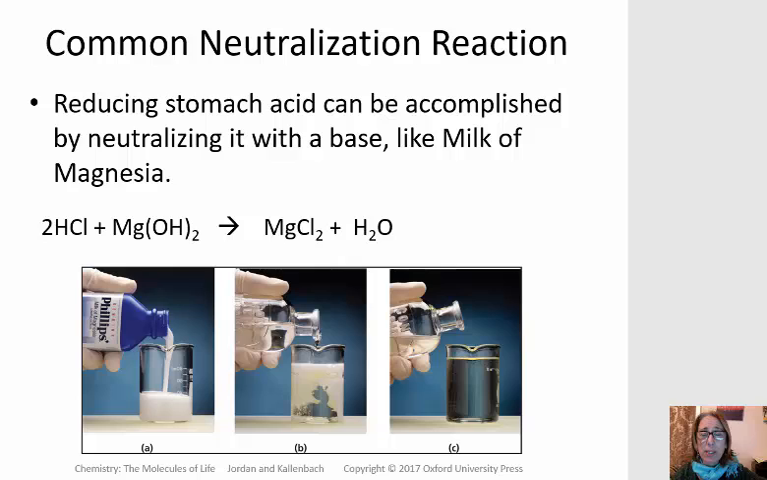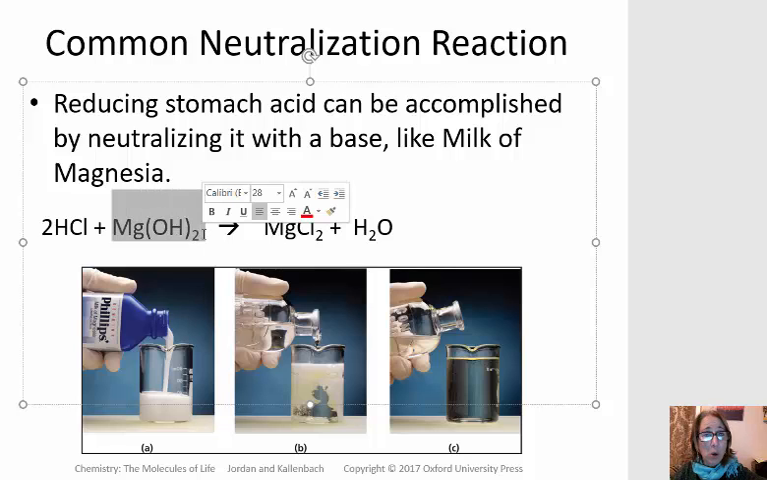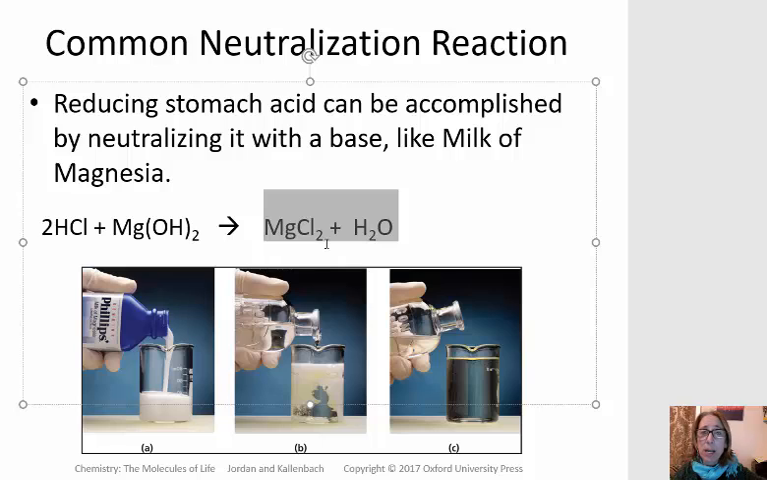Another common neutralization reaction is the reaction of milk of magnesia, which is actually magnesium hydroxide. And as we know, hydroxide always acts as a base. So when that reacts with the hydrochloric acid in your stomach, it neutralizes the acid in your stomach to form magnesium chloride and water.